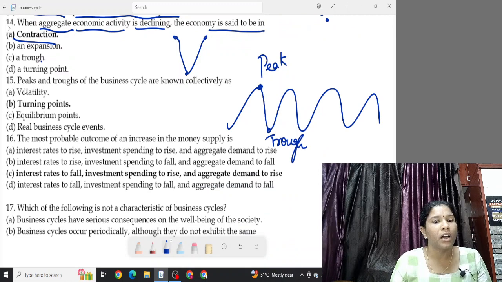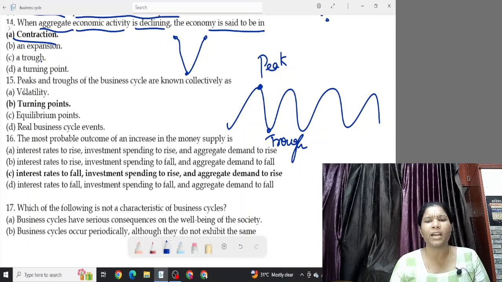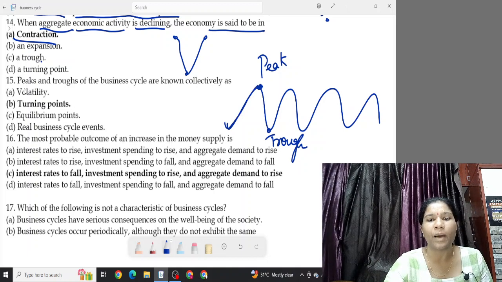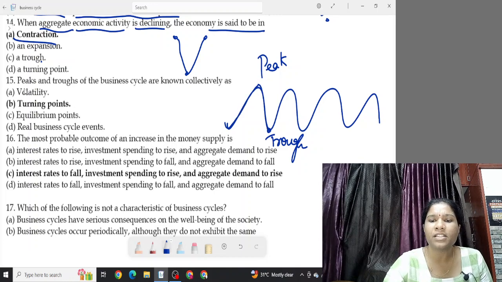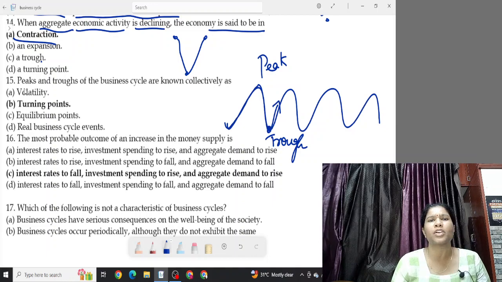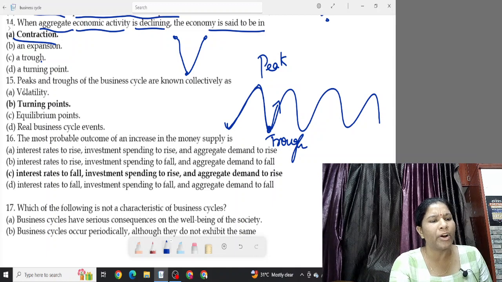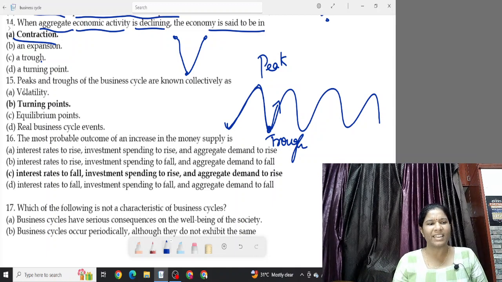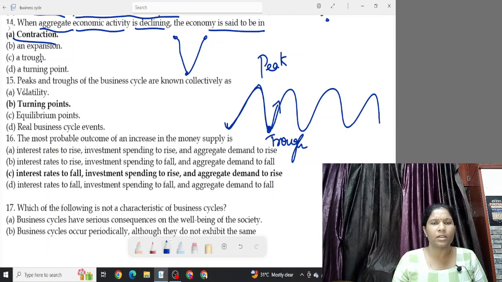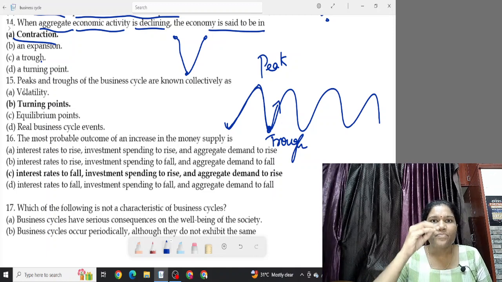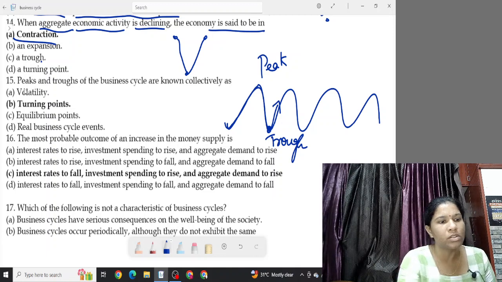Here we are talking about the 15th question. Peaks and troughs of the business cycle are known collectively as what? Since the cycle is going upward, before turning down it reaches the peak, and before turning up it reaches the trough, so they are called the turning points. Volatility, equilibrium points, or real business cycle event: there is nothing called a real business cycle event. The business cycle is inclusive of expansion, contraction, boom and depression, everything. So it is not that only peak and trough alone are the most important. This is complete nuisance.